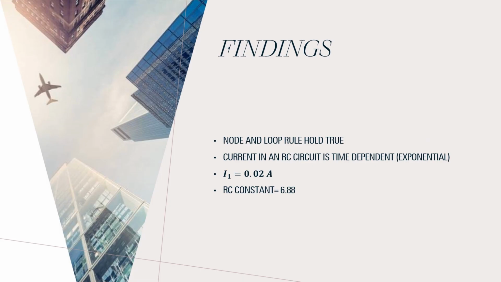Findings are that the node and loop rule hold true. Current in an RC circuit is time dependent, meaning that it's exponential, and the current in the first circuit is 0.02 amps, and the RC value is 6.88.